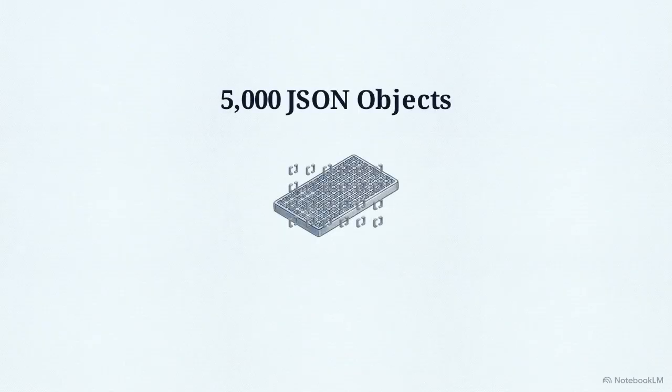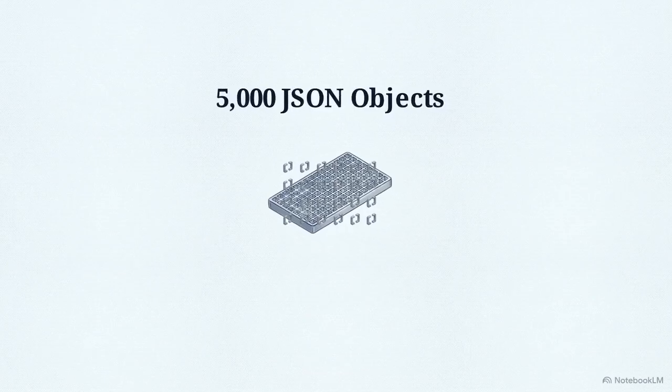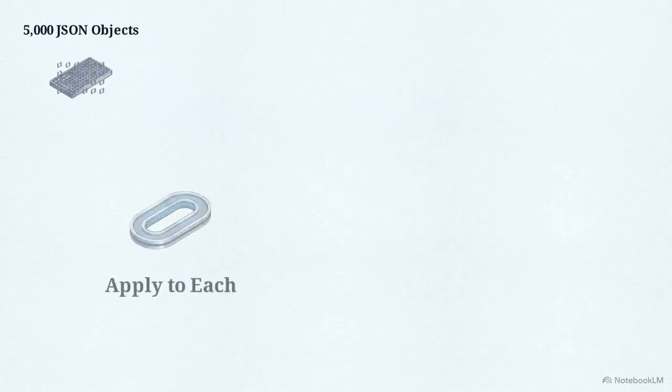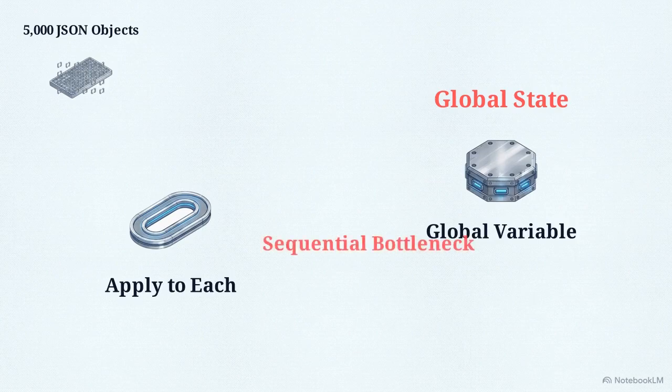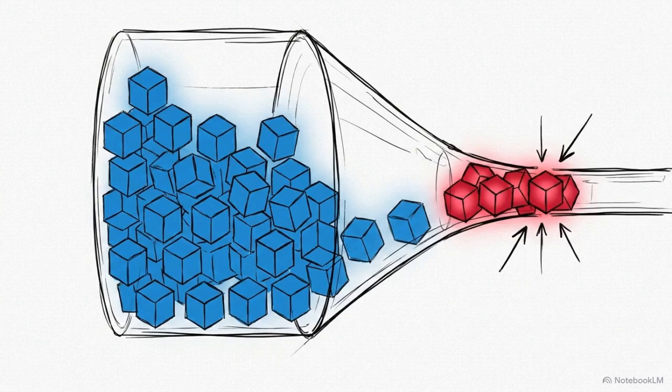Consider a standard scenario: extracting specific data points from an array of 5,000 JSON objects. The most common approach is to push that array through an apply to each loop. In Power Automate, initialized variables sit globally outside the loop. This is global state, applying to the entire flow instance. To safely append data, the loop locks the variable, writes to it, and unlocks it before moving to the next item. This enforced sequential processing creates a significant bottleneck during array manipulation.